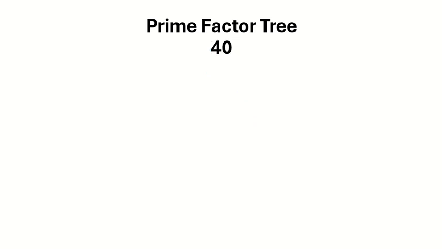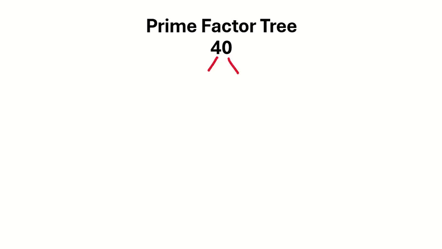Now, having said that, let's try 40. Now, 40, once again, you can just break apart using a factor tree, and then ask yourself, what two numbers will multiply together to equal 40? Well, we know that 5 times 8 equals 40. Now, because 5 is prime, we can go ahead and carry that down.